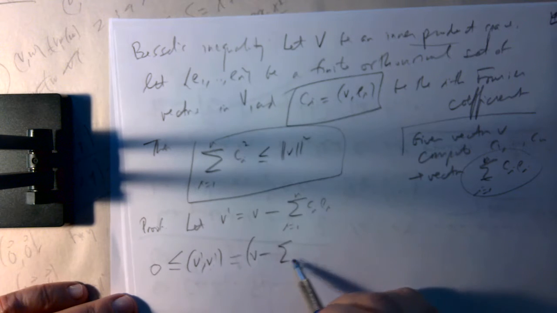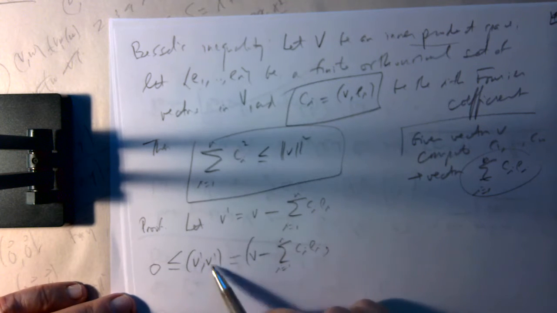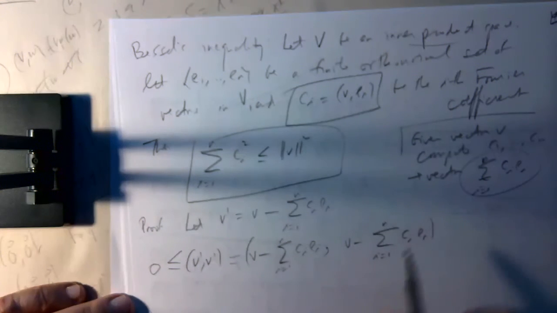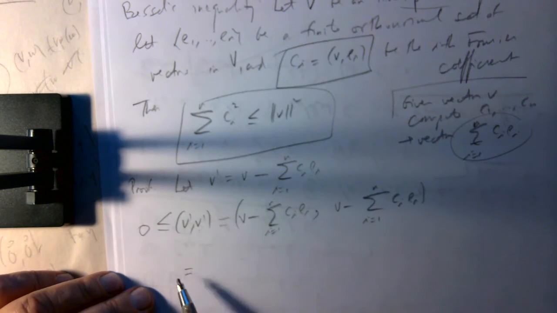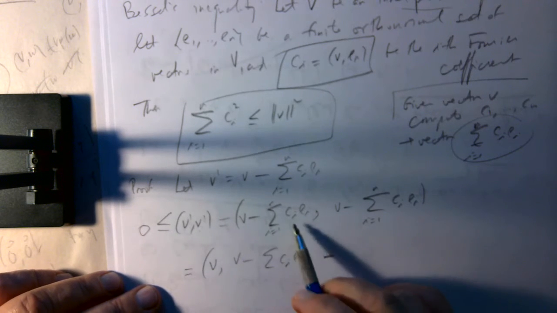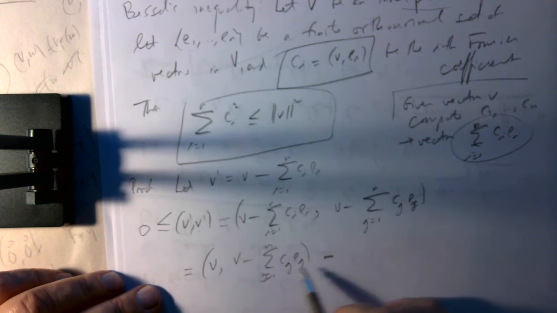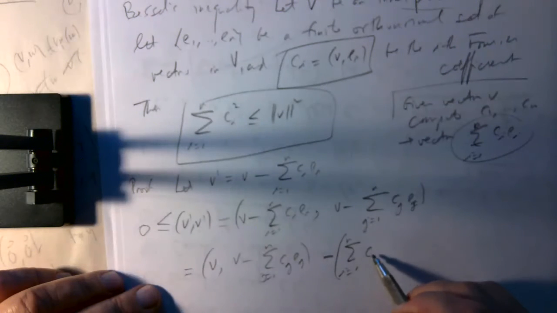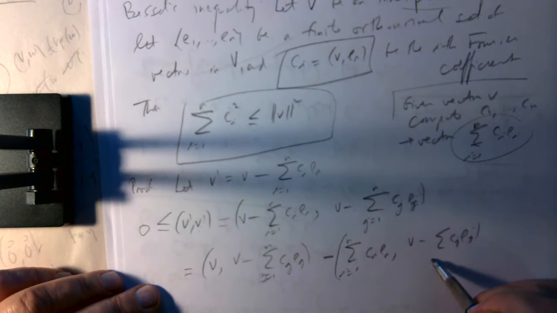V prime is V minus summation Ci Ei, I goes from 1 up to n, comma, the same vector V prime. V minus summation I goes from 1 up to n, Ci E sub I. Let me expand this by bilinearity. This is V minus summation Ci Ei minus, let me call this J just so I don't have the same letter being used twice, minus summation I goes from 1 up to n, Ci Ei, that inner product with V minus summation Cj Ej, J goes from 1 up to n.